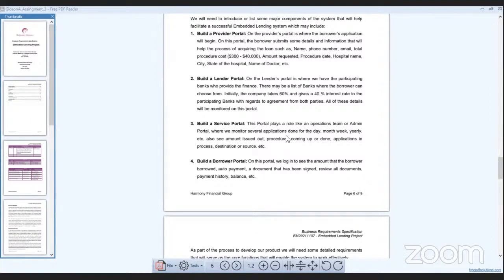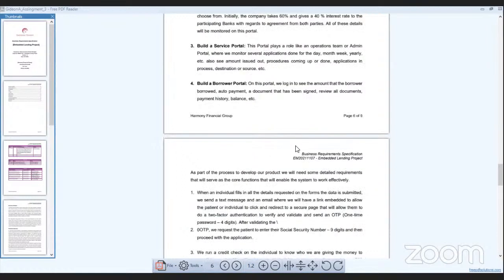Build a service portal. This portal plays a role like an operations team or administrator portal, where we monitor several applications done for the day, monthly, weekly, yearly, and so on. Also, see amount issued out, procedures coming up or done, applications in process, destination or source.